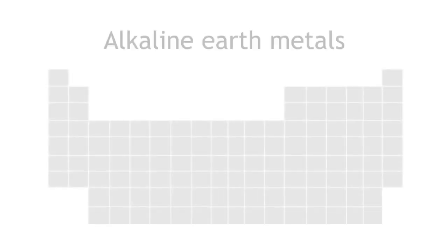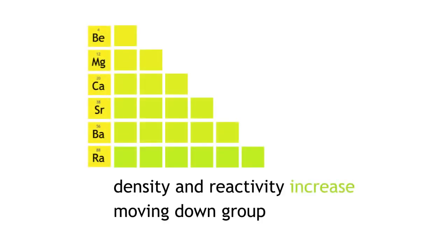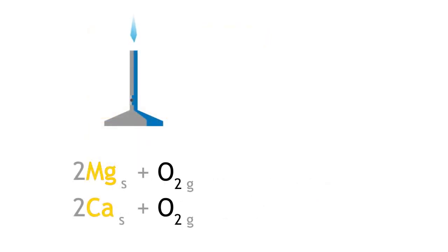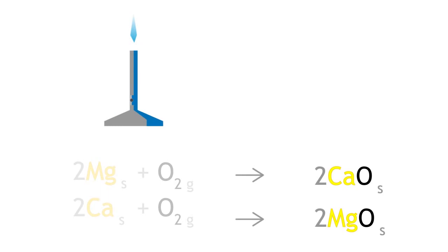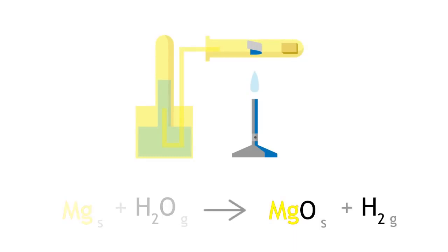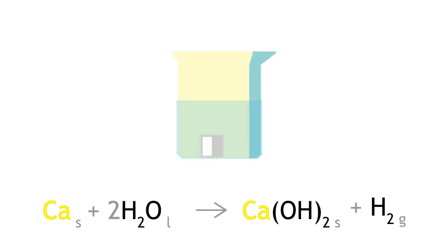In summary, the alkaline earth metals are the group 2 metals. They exhibit similar properties and reactivity trends to the alkali metals. Magnesium and calcium react with oxygen to form their respective oxides. Magnesium reacts with steam to produce magnesium oxide and hydrogen gas. Calcium reacts with cold water to produce calcium hydroxide and hydrogen gas.